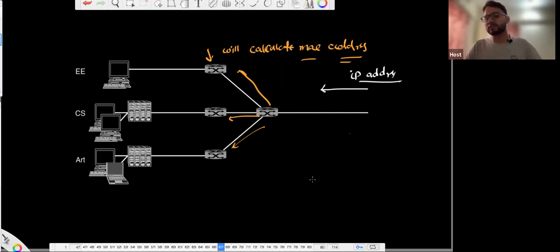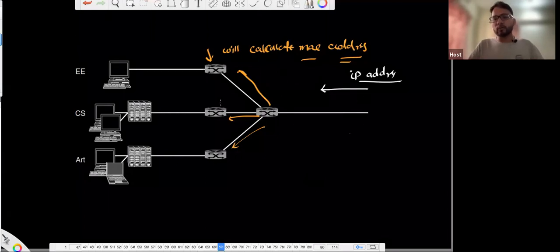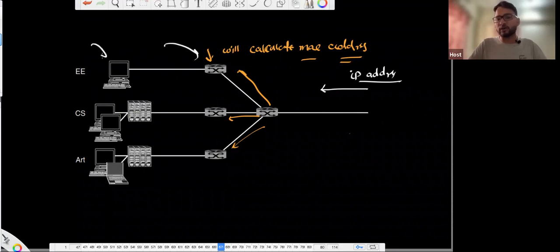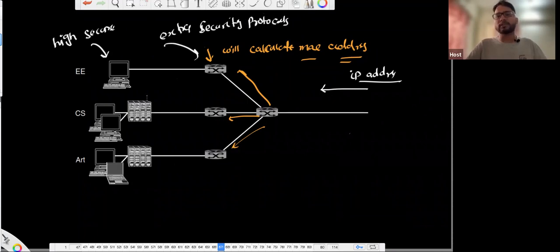What could be the other requirement for subnetting? Can anyone guess? Maybe for security purposes, which means that if a packet is coming to, let's suppose, this department, which is highly secured, then this router will have extra security protocols, extra algorithms, or some firewalls where it will check that these particular IP addresses are allowed or not allowed, something like that, right?